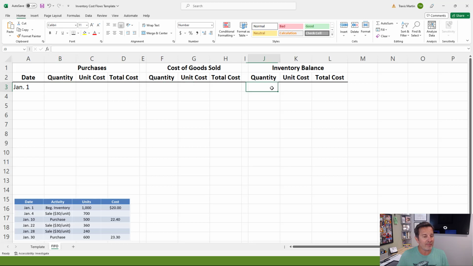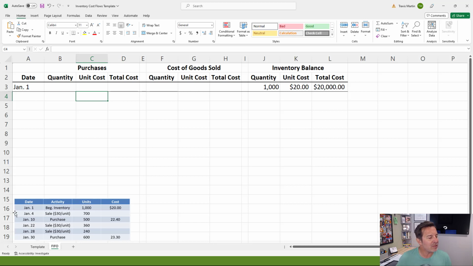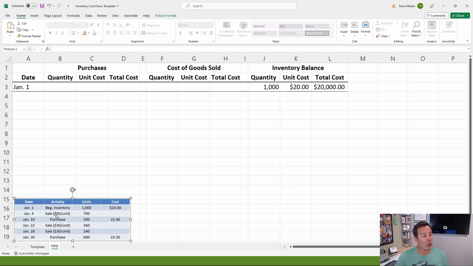January 1, we had 1,000 units. We paid $20 per. And so if I multiply that out, I get 20,000. I'm just going to go ahead and draw a line here. Make it nice and neat so I can tell where one part ends and the other begins. Real simple. Next up, January 4th, we sold 700 units.